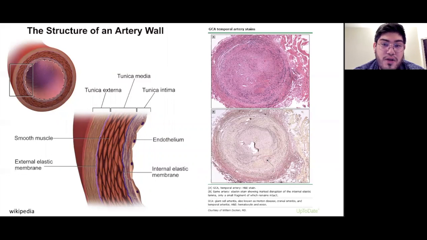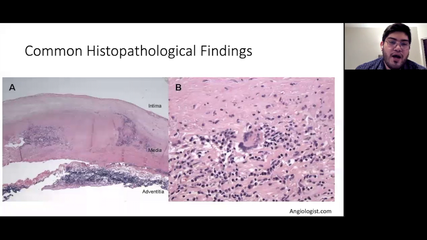Now, the structure of an artery wall is here. I want you to pay attention to a couple spots in this. You probably remember some of this, but the tunica media is usually where you're going to see some markers of inflammation, and the internal elastic membrane. The internal elastic lamina, also known as the internal elastic membrane, is a part where you want to look in GCA. And you can see a slide here.